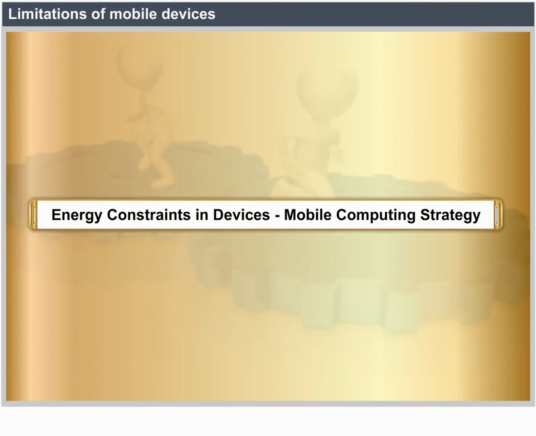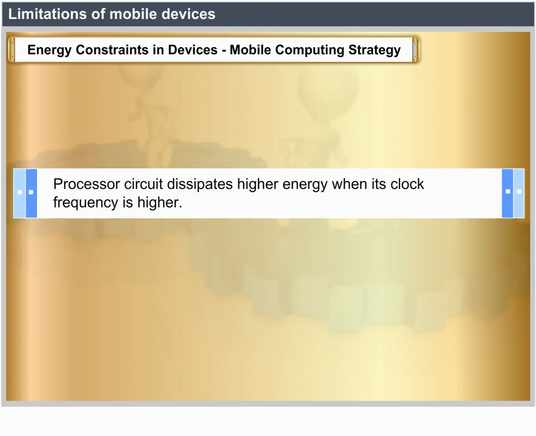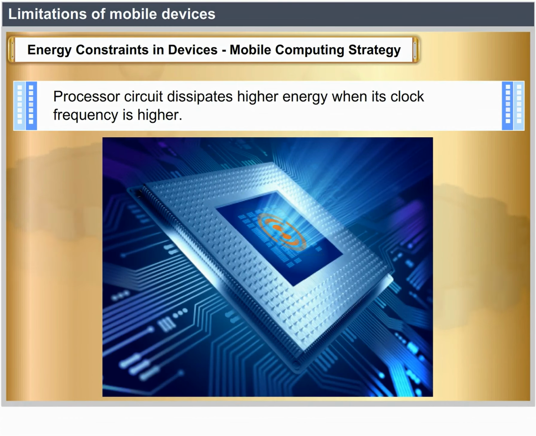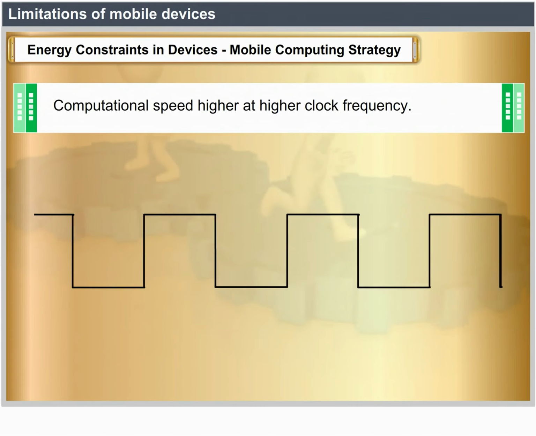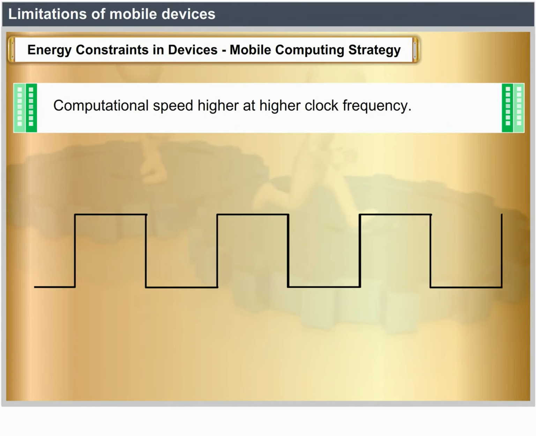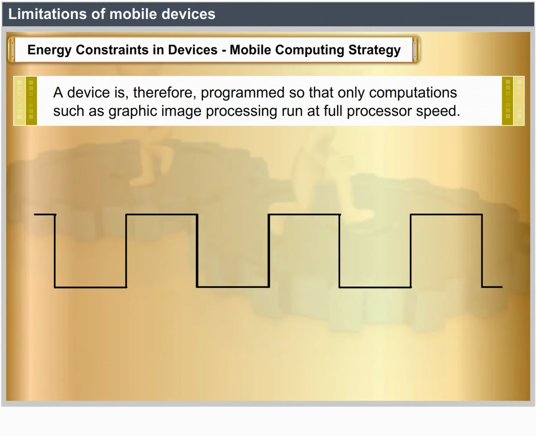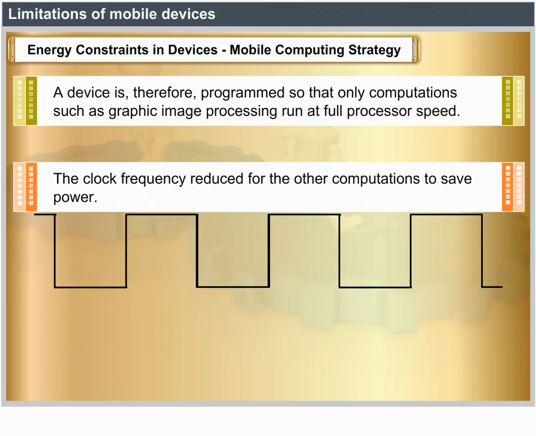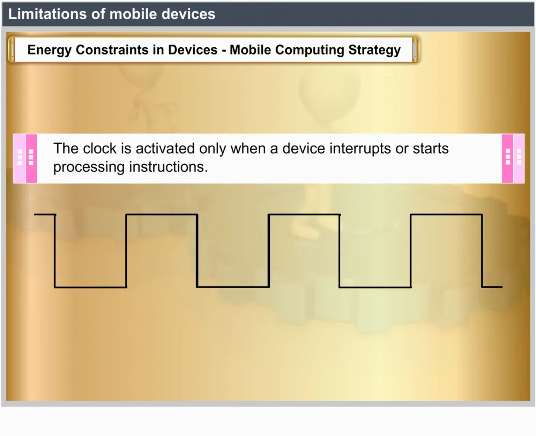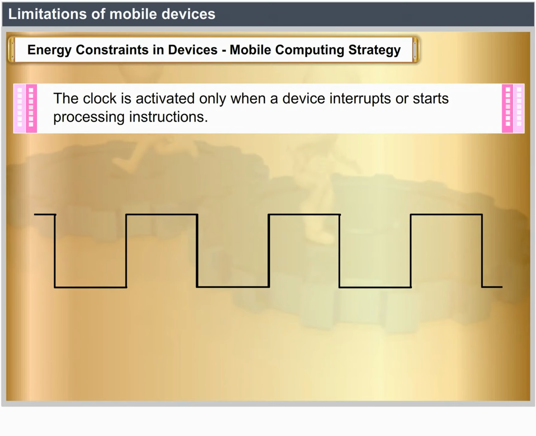Energy constraints in devices, mobile computing strategy. A processor circuit dissipates higher energy when its clock frequency is higher. Computational speed is higher at higher clock frequency. A device is therefore programmed so that only computations such as graphic image processing run at full processor speed. The clock frequency is reduced for the other computations to save power. The clock is activated only when a device interrupts or starts processing instructions.